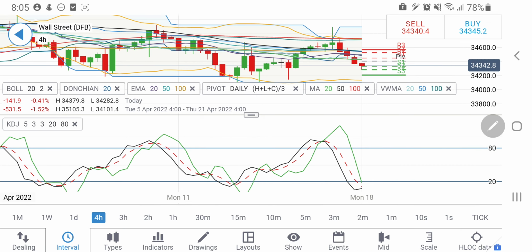Any move beyond 34,600, definitely one can remain long. Look at the 4-hour stochastic, extremely oversold, and hence a reversal can be expected. And MACD is converged and crossed over on a sell side, so I'll be watchful there with the longs also. The only long entry I'll recommend is beyond 34,400 for the day. Beyond that, yes, you can expect it to rise.